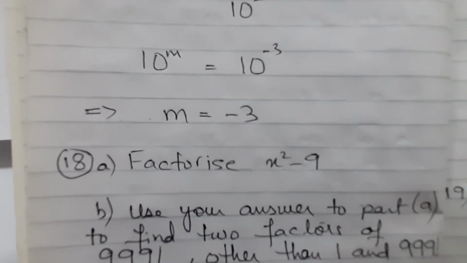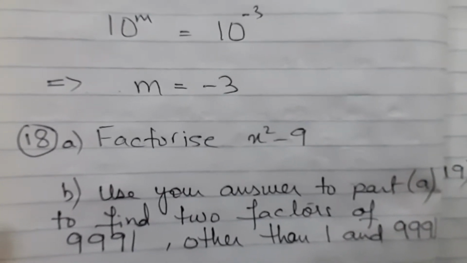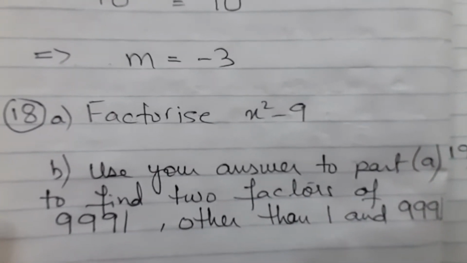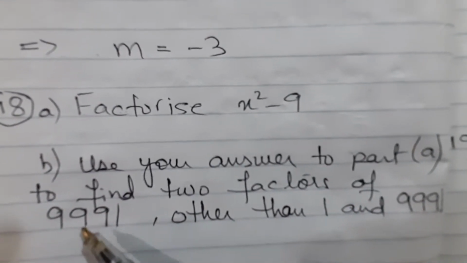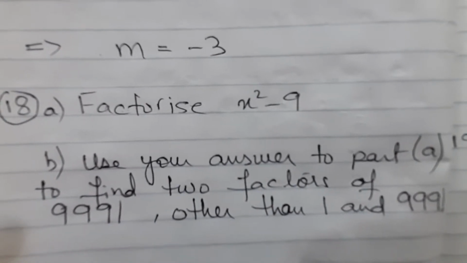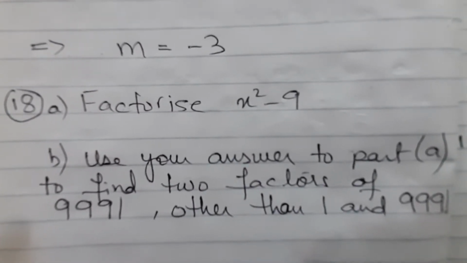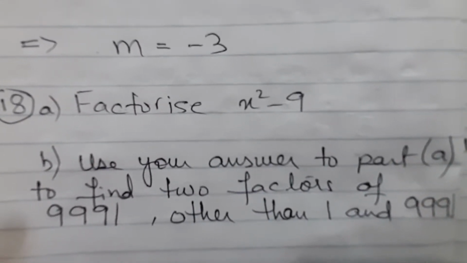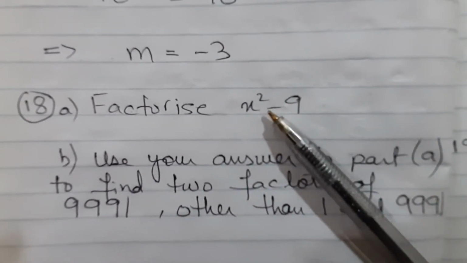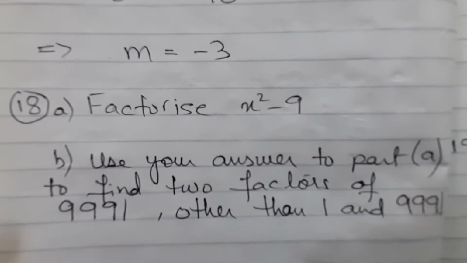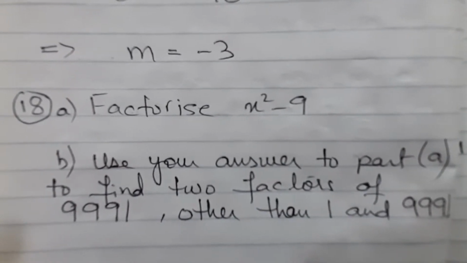Question is saying factorize x square minus 9. Now most of the students find this part okay. And after that, question is saying using your answer of this part, find out the factors of 9991 other than 1 and 9991. Because we know for any number the factor is always 1 times that number. So he's saying other than that, find out the factors using this result. So let's see how we will find out the factors of 9991 with the help of this factorization.